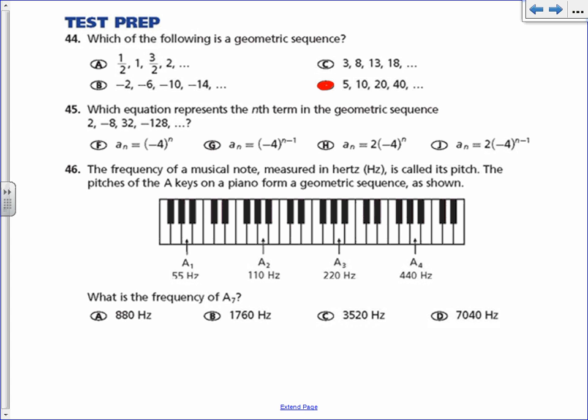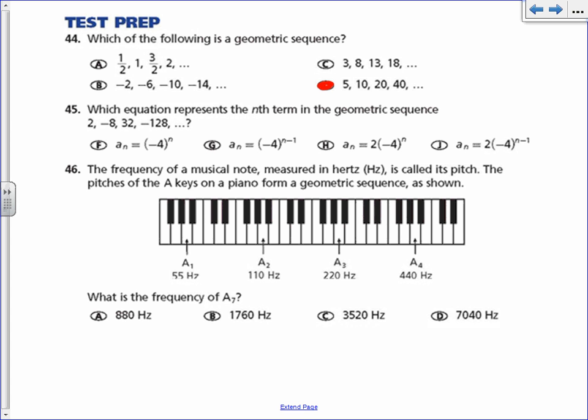Which equation represents the nth term of the geometric sequence? Well, if you plug in 1 into all 3 of these equations, what should you get? If you plug in 2, what should you get? If you plug in 3, what should you get? If you plug in 4, what should you get? Which one gives me that? Which one? J? So that means if I come here and I say 1 minus 1, that gives me 0. Negative 4 to the 0 is 1. 2 times that gives me 2.